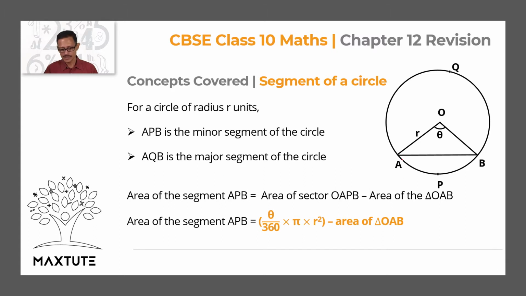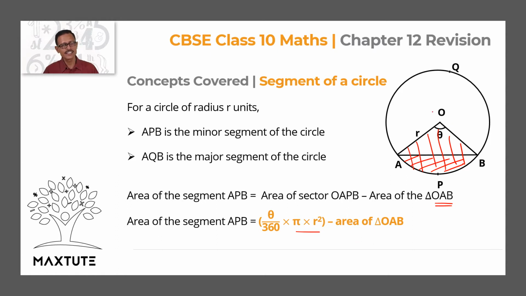Area of the segment APB, this is what we are trying to find out. This area is equal to the area of the sector, as I drew earlier, minus the area of the triangle. Area of the sector is theta by 360 into pi r square, minus the area of the triangle. We'll figure out what kind of triangle it is and then find the area of the triangle as the question gives us data.